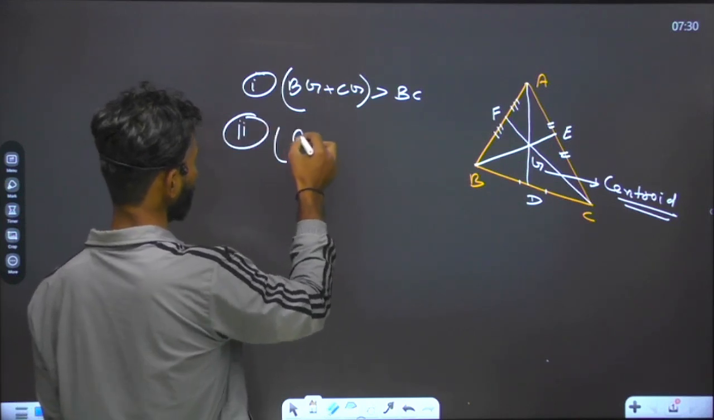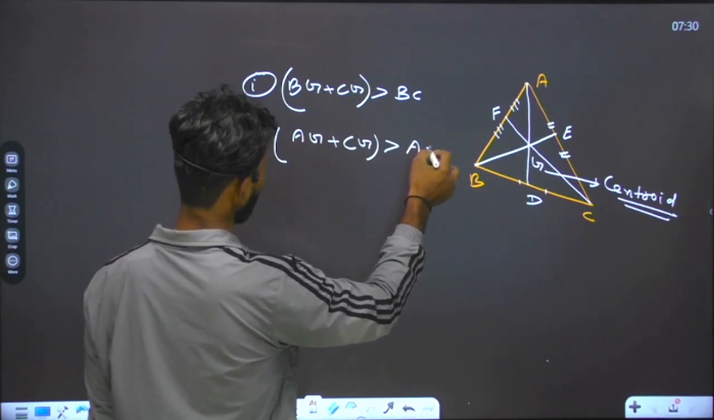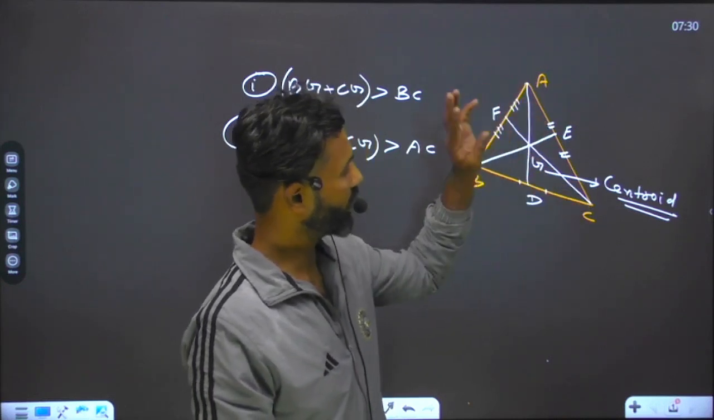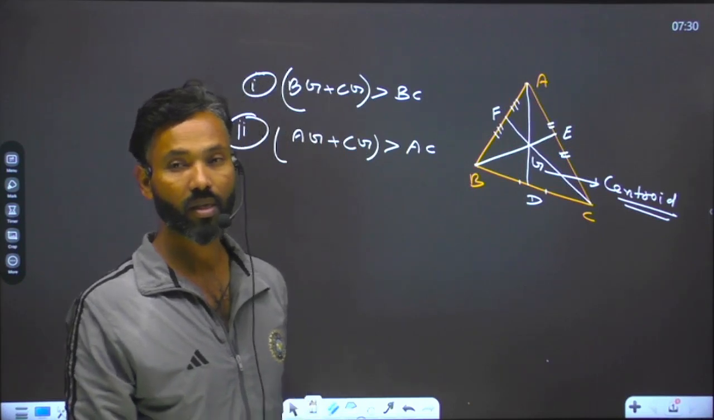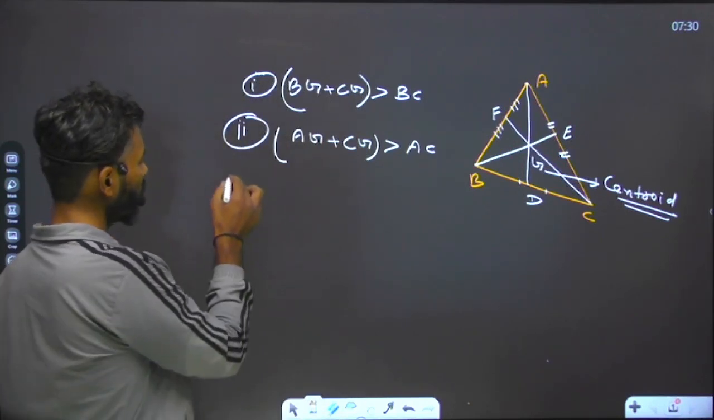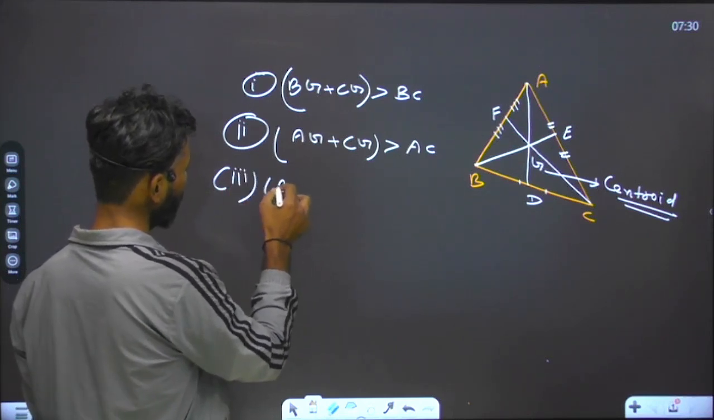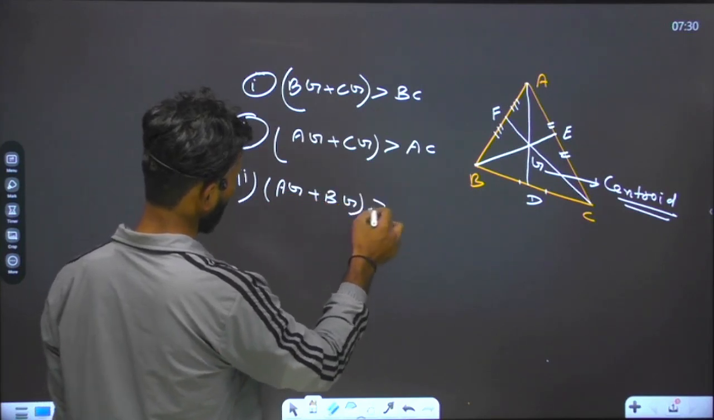In the same way you can say that AG plus CG is greater than AC. This is also correct, because AGC is also a triangle, so AG plus CG is greater than AC. And the third statement is that AG plus BG is greater than AB.